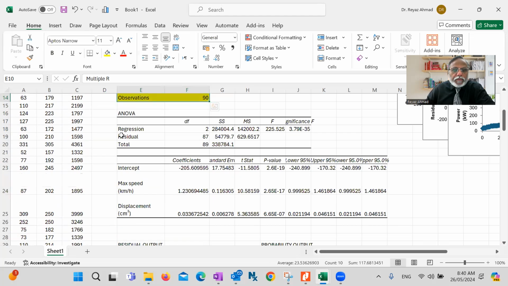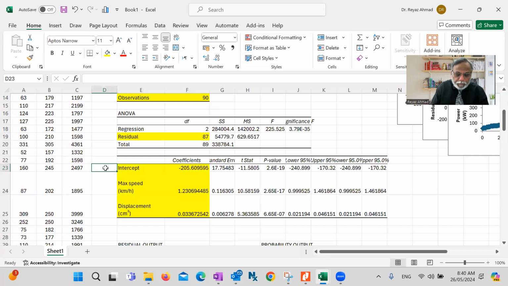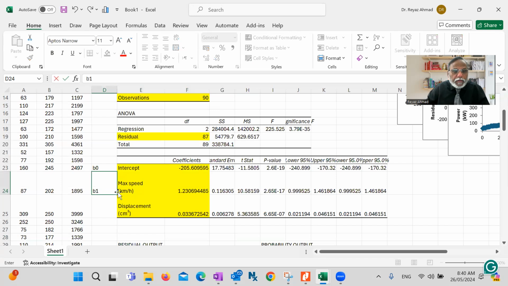And I highlight this, which I will use. So I highlighted this. And I will highlight here this one. Okay. Look, see here carefully. I didn't put x1 and x2. So this one is my x1, maximum speed, and this is my x2. So naturally, this is going to be my b0. This is my b0, and this is my b1, and this is my b2.